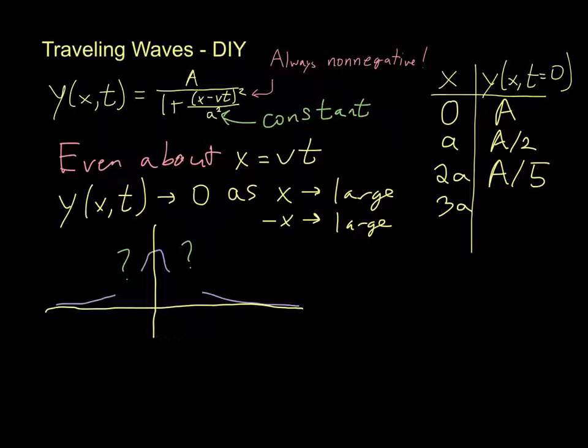And then finally for x equals 3a, we get 3a quantity squared, which is 9a squared, divided by a squared is just 9. 1 plus 9 is 10, so that value is just a over 10.